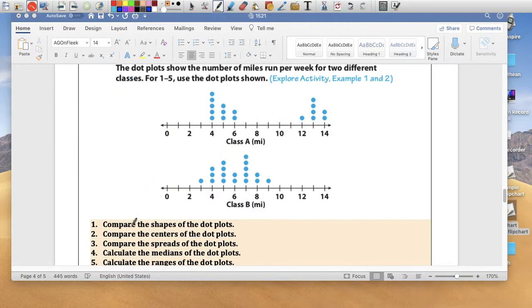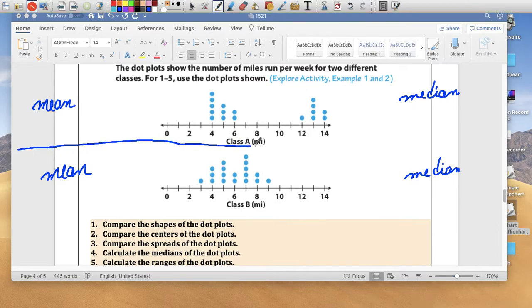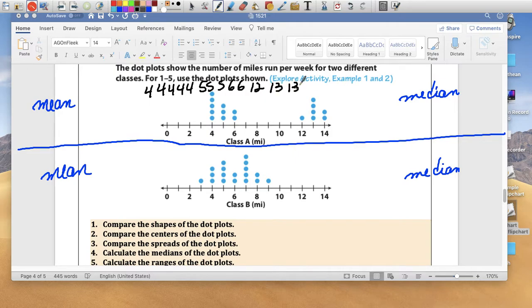Now, in terms of centers, okay, so we have spreads, medians, and range. So centers, let's calculate the mean. Let's calculate the mean of this guy, and then, you know what, let's just kill two birds with one stone and get rid of the median as well. So I'll put a line here. Let's do the top one. I'll put the numbers in order. So 4 shows up 5 times, 5 3 times, the 6 a couple of times, the 12 once, the 13 4 times, and the 14 twice.